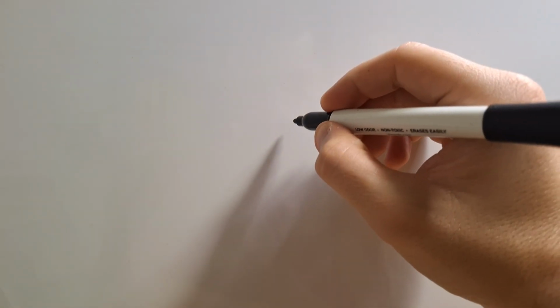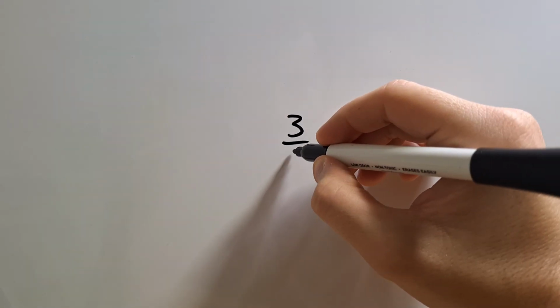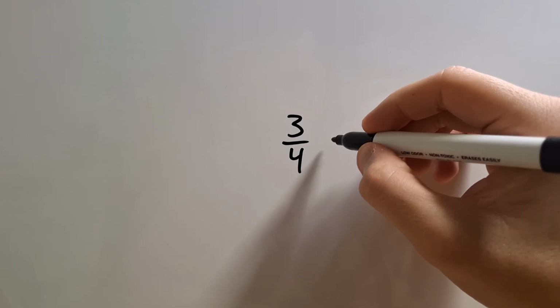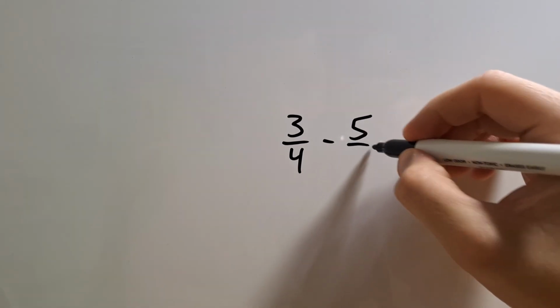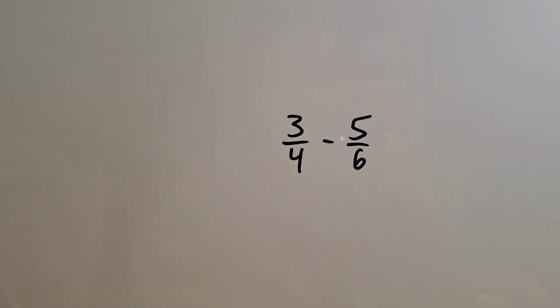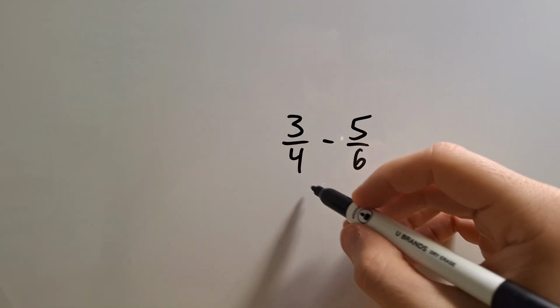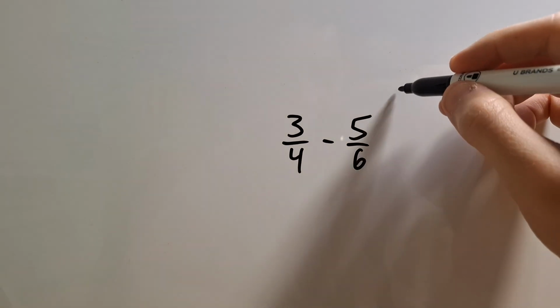Hello everyone, in this video I'm going to work out more examples of adding and subtracting unlike fractions. So if I was to have the fraction 3/4 and I wanted to subtract 5/6, different denominators, so I've got to find my least common denominator, or LCD.